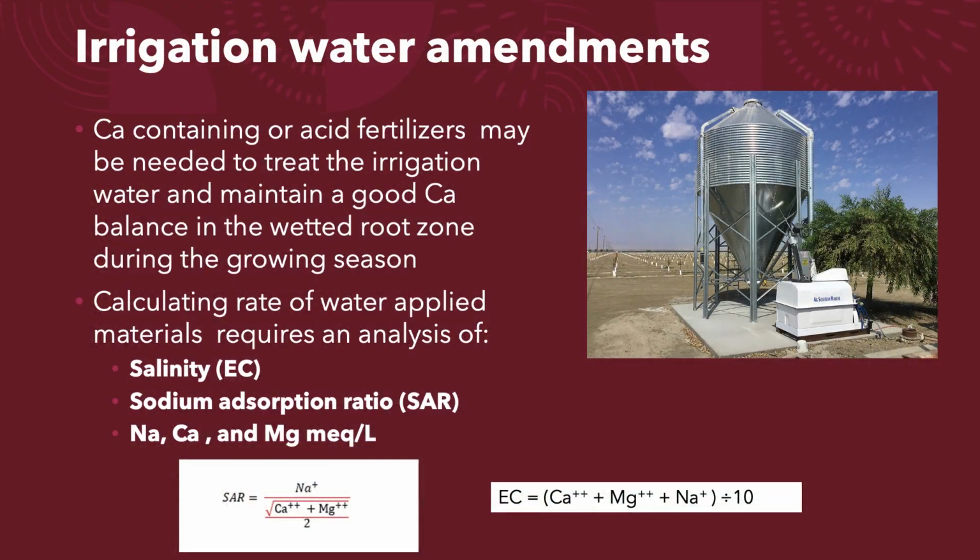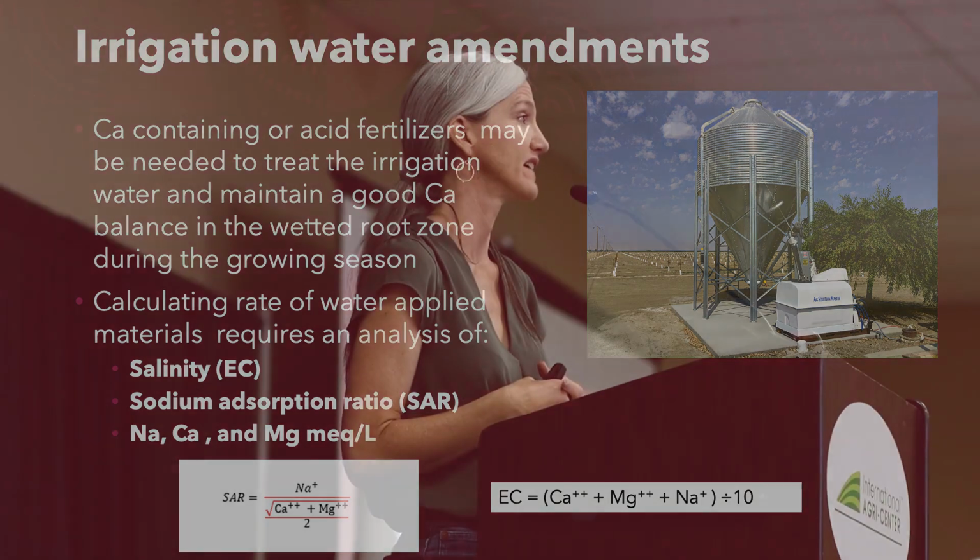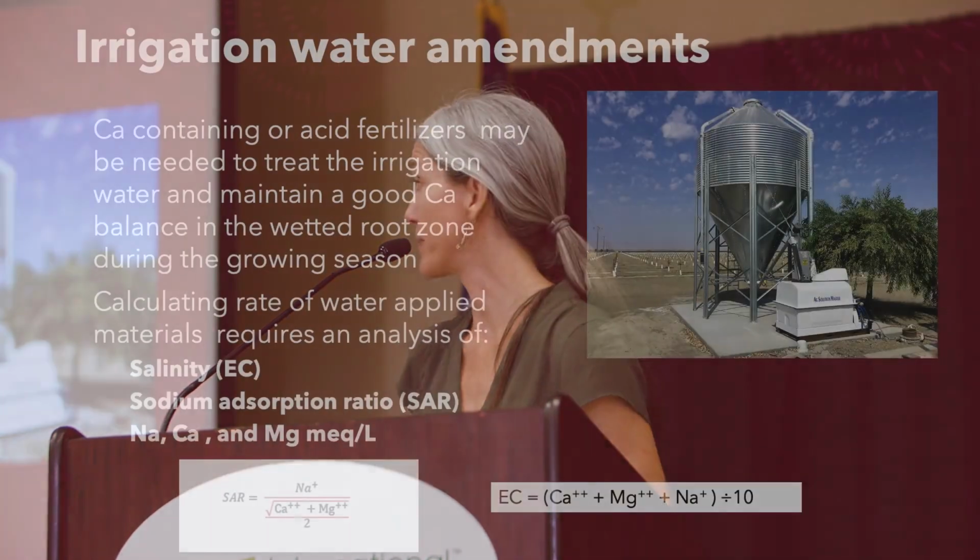Okay, so water amendments, calcium containing amendments or acid fertilizers may be needed to treat the irrigation water and maintain a good calcium balance in the root zone during the growing season. But Ben brought up some really important points with that: when we're looking at how we're going to amend the water, we need to be monitoring the effect that it's having on the soil so that we're not totally depleting the soil of calcium if we're applying acid amendments.